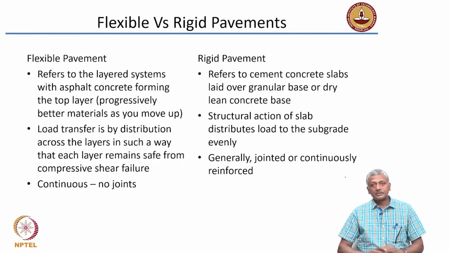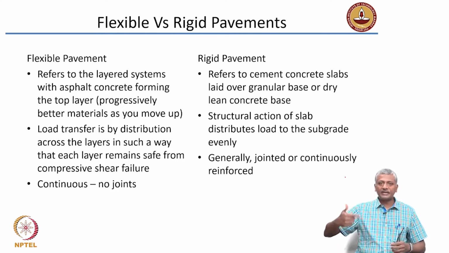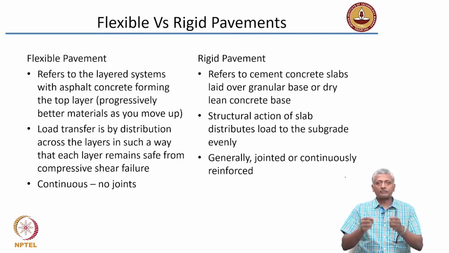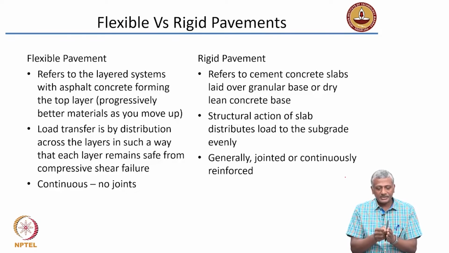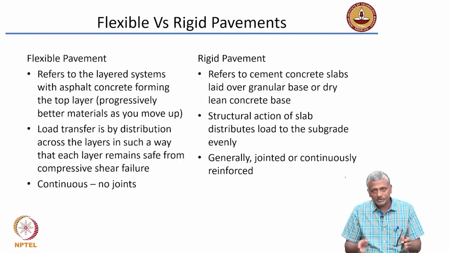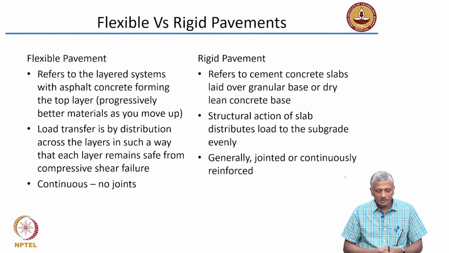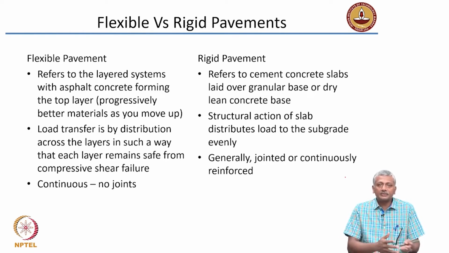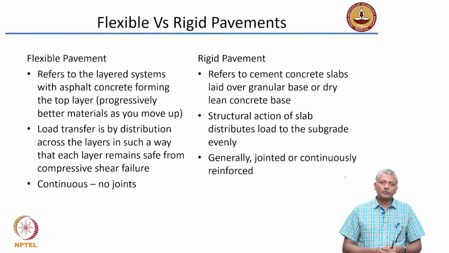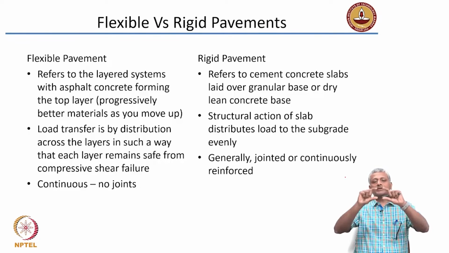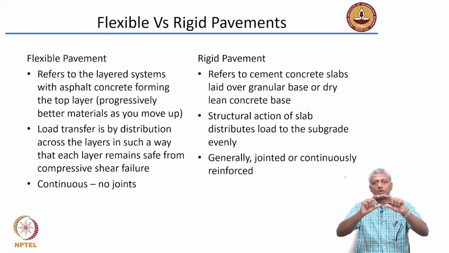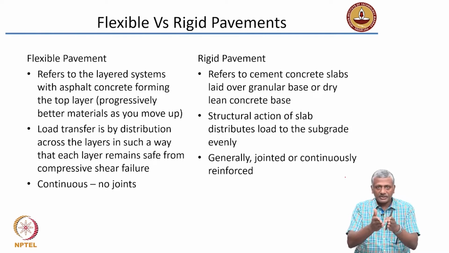Okay. The load transfer, so you have a vehicle moving over this pavement, the load transfer from the wheels of the vehicle happens in such a way that we distribute it across the layers, and each layer basically remains safe from compression or compression related failure, like shear failure for instance. So, what would that mean? We have a very good quality material at the top, so it can take a larger load intensity, but when it transfers this load to the layer below, the intensity has to reduce and then further reduce and further reduce.